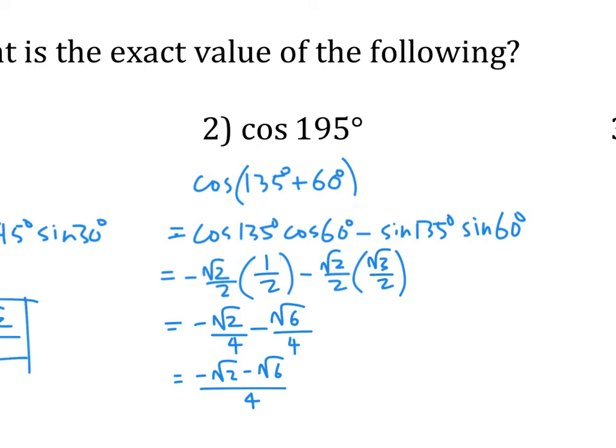All right, so here's the answer. Negative square root 2 minus square root 6 over 4.